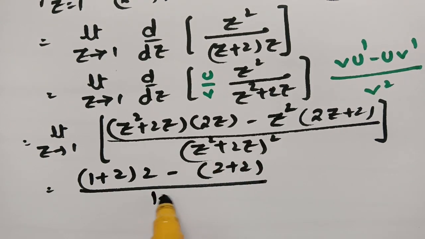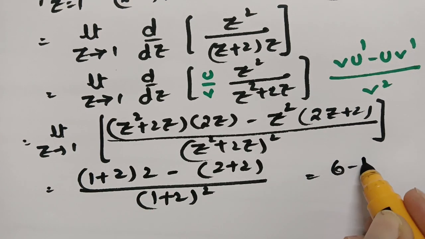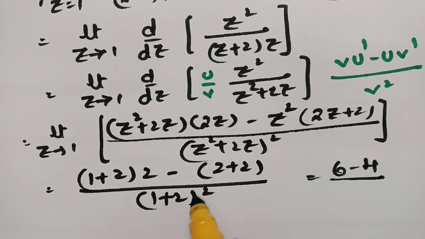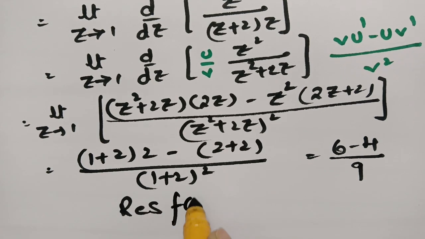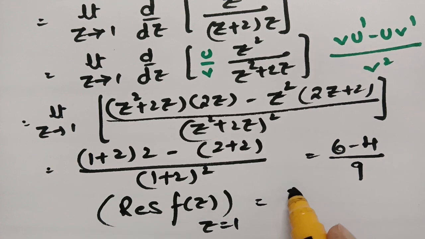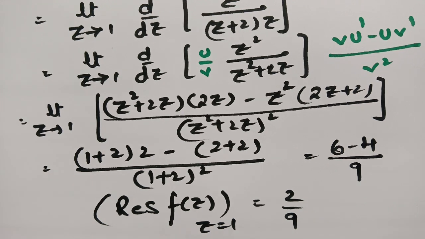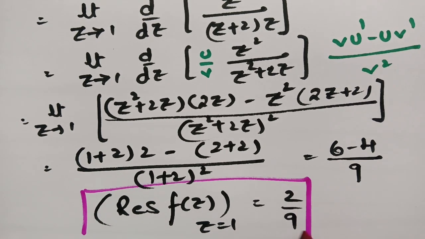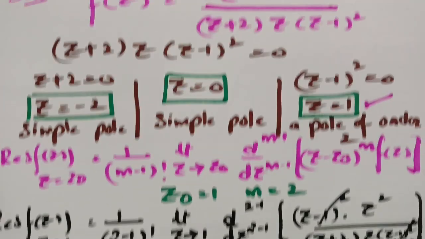by this is 1 plus 2 square. So this value, 3 2s are 6. So this value is 6 minus 4 by 3 square, which is equal to 9. So the value here is 2 by 9. Therefore, the residue of f of z at point z is equal to 1 is nothing but 2 by 9. So 2 by 9 is the residue value after substituting in the formula. So here, this is the residue value.